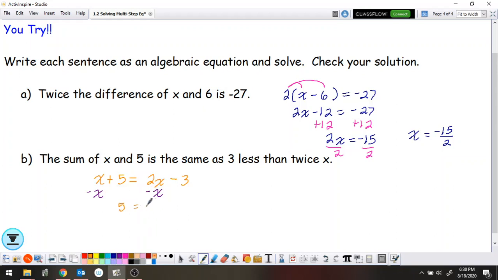5 equals x minus 3. Add 3 to each side. And we have 8 equals x. So hopefully when you solved these, you did get x equals negative 15 halves and 8 equals x.